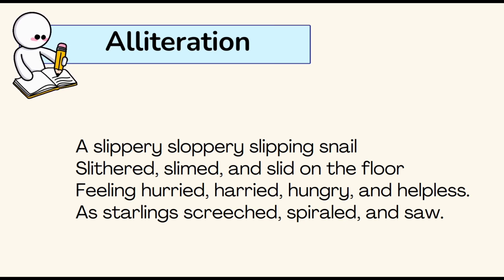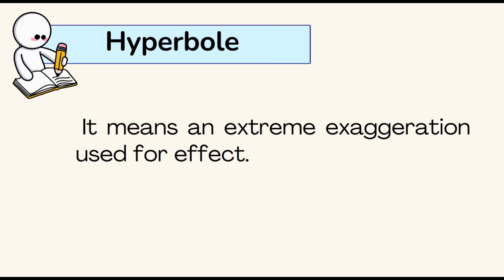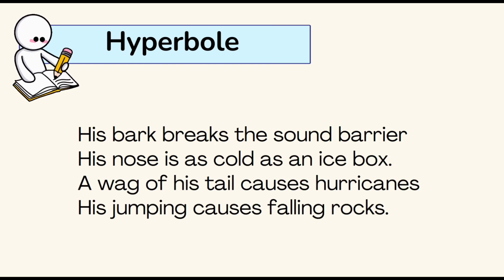The next literary device is hyperbole. It means an extreme exaggeration used for effect. Example, his bark breaks the sound barrier. His nose is as cold as an icebox. A wag of his tail causes hurricanes. His jumping causes falling rocks.